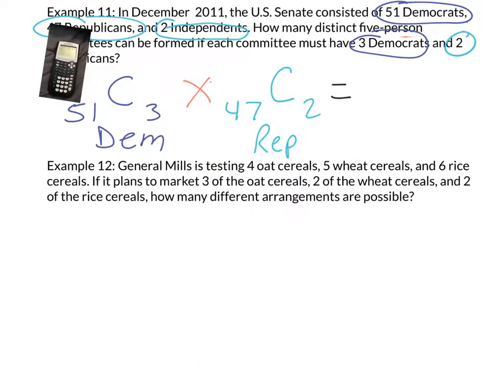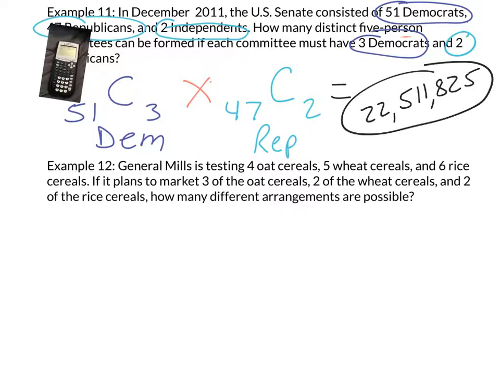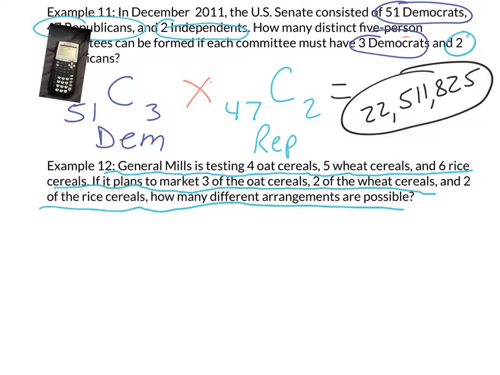So again, that was 22,511,825. And example 12, General Mills is testing 4 oat cereals, 5 wheat cereals, and 6 rice cereals. If it plans to market 3 of the oat cereals, 2 of the wheat cereals, and 2 of the rice cereals, how many different arrangements are possible?